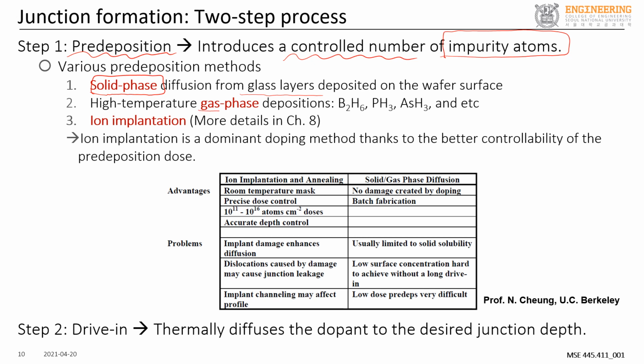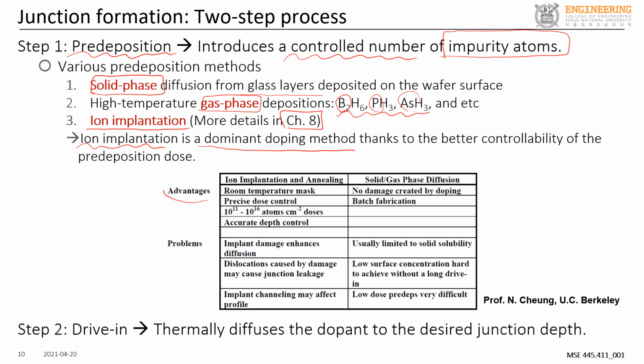And as we just discussed, it can be a gas. Right? These are typical gases with dopants: boron, phosphorus, arsenic. And we will talk about ion implantation in chapter 8. We already talked about it briefly in chapter 2. So we could use ion implantation as well.